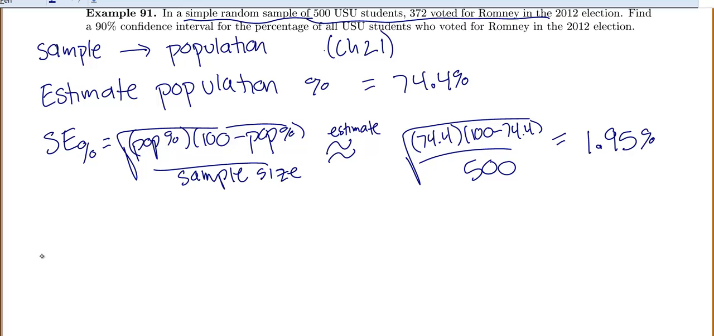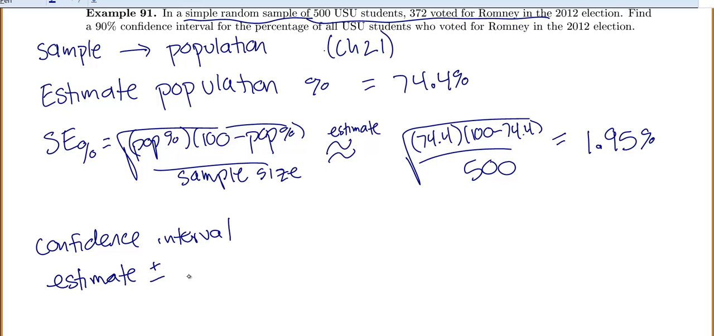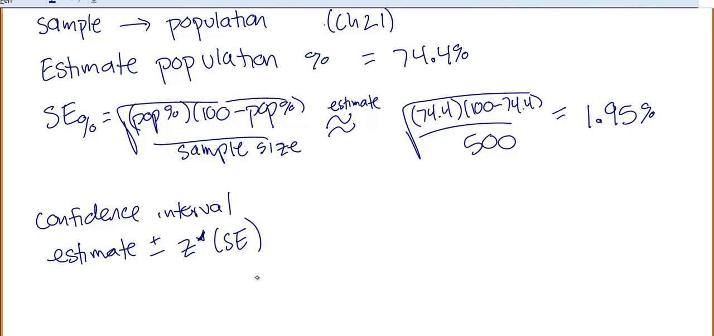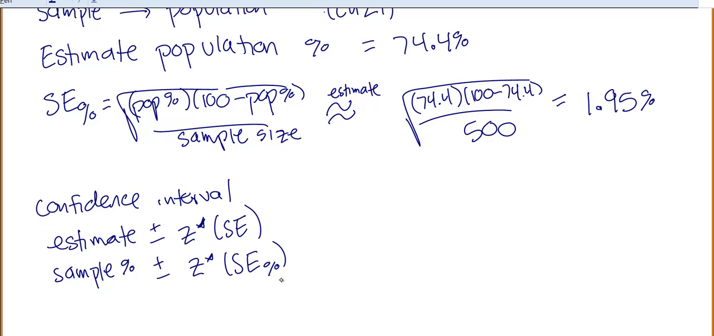And then for your confidence interval, the formula on our cheat sheet is estimate plus or minus our critical point Z star times the standard error. Now specifically for percentages, our estimate is our sample percentage plus or minus Z star times the standard error for your percentage. Okay, so our estimate or our sample percentage was 74.4 plus or minus Z star. Now we didn't find Z star yet. We should go find Z star.